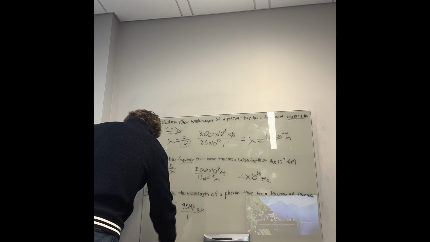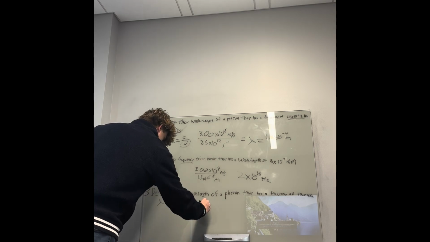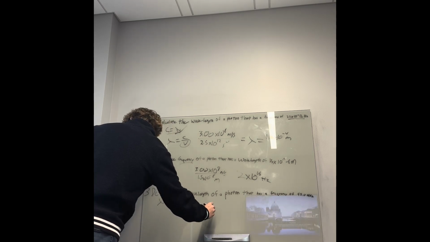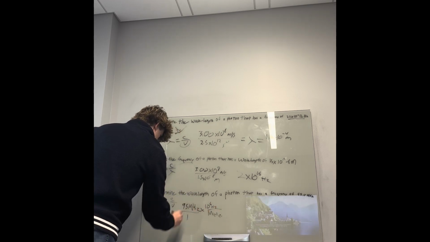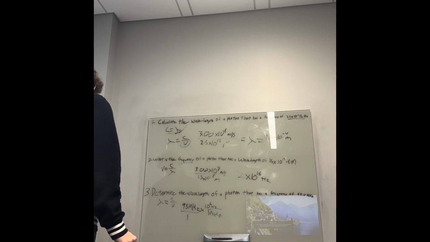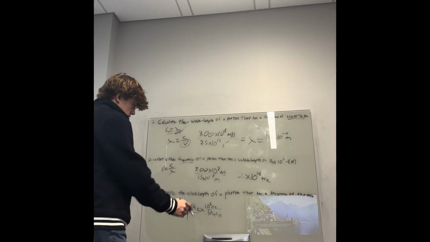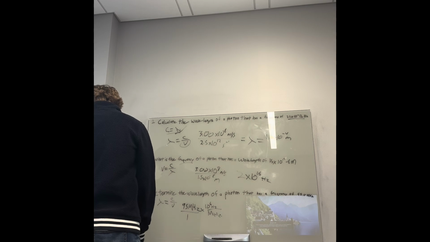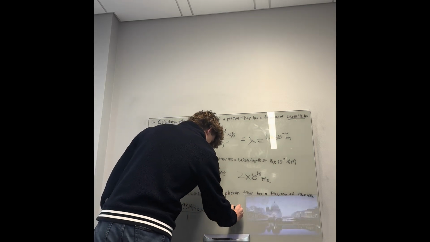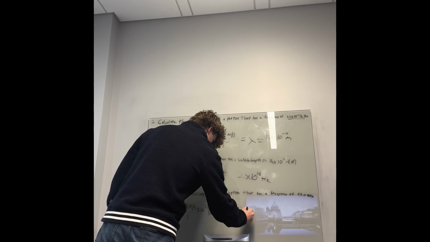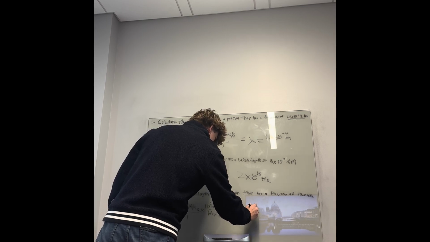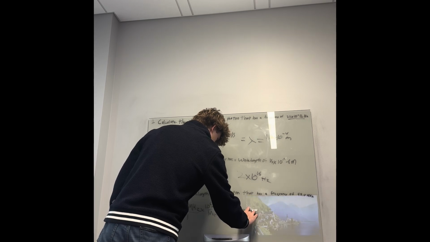And these will cancel out. So it would be 95 times 10 to the 6th power, which would be 9.5 times 10 to the 7th.